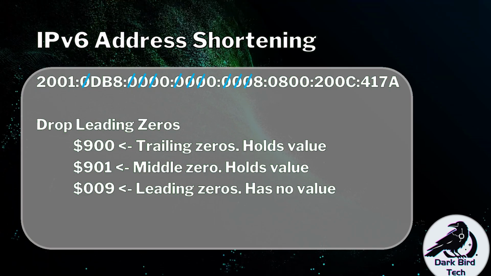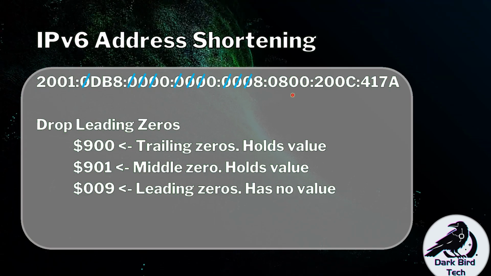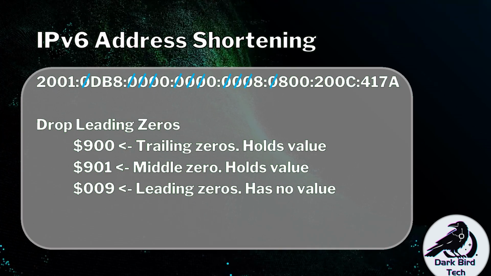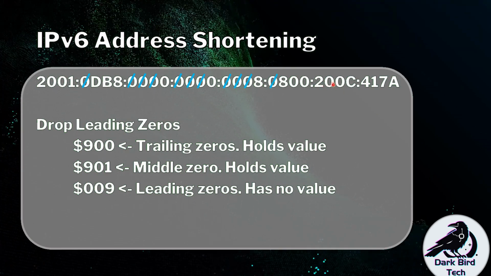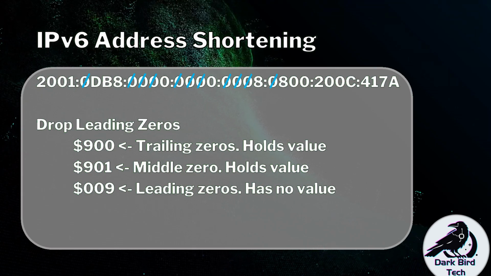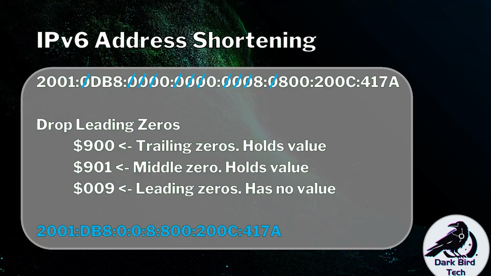Next segment is 0800. That one I can drop. Those 2 I'll leave because they do hold value, so we can drop that one. And the next set of zeros is 200C. Those two hold value, so we will leave them. This will result in a much shorter address that looks like this.